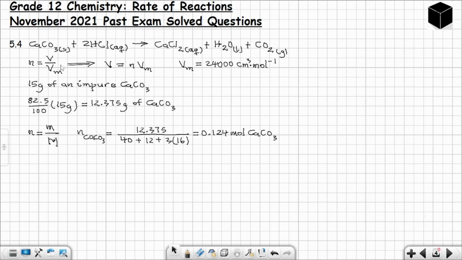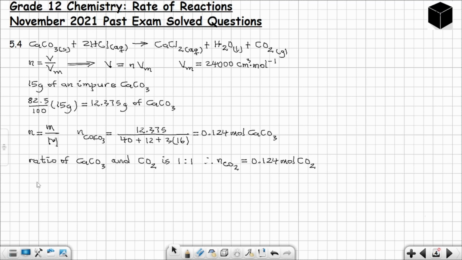Okay, now that you have the moles of calcium carbonate, you can now calculate the moles of carbon dioxide. You can see the ratio is 1 to 1. Can you see there is an invisible one there and an invisible one there? So you are going to use stoichiometry to calculate the number of moles of carbon dioxide. The ratio of calcium carbonate and carbon dioxide is 1 to 1. Therefore, the number of moles of carbon dioxide is also 0.124 mole, because the ratio is 1 to 1.